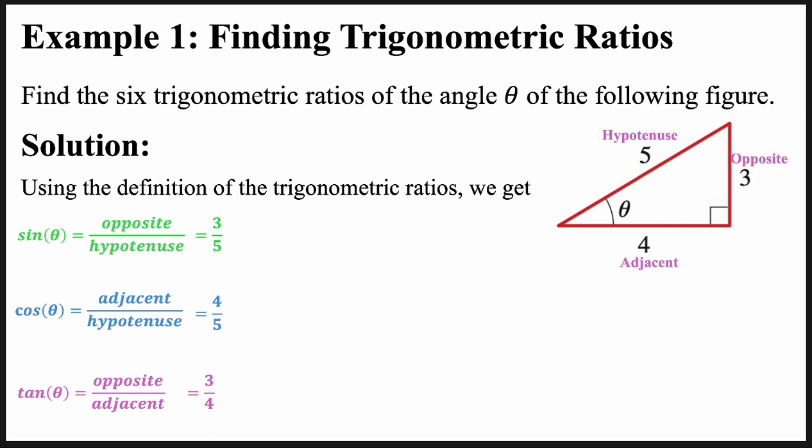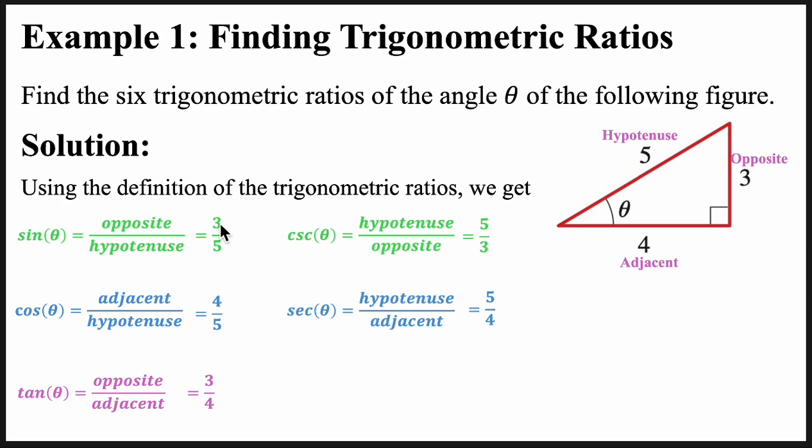Opposite over adjacent. Now the reciprocals: cosecant is the reciprocal of sine. So if sine is 3 over 5, cosecant would be 5 over 3. And the same thing goes with cosine and secant. Tangent and cotangent are reciprocals of one another.